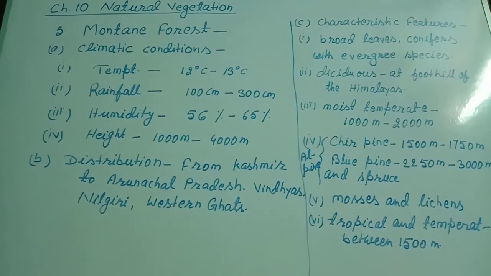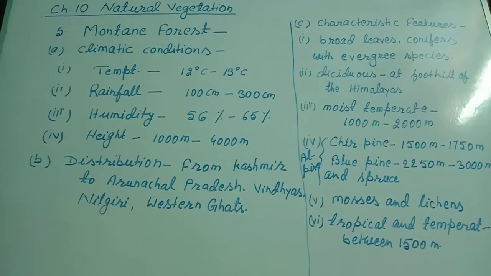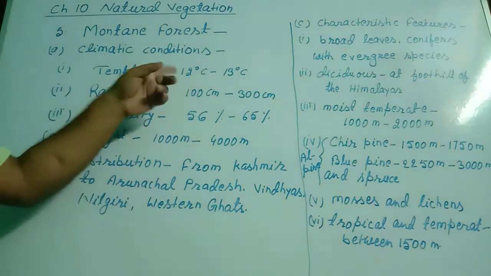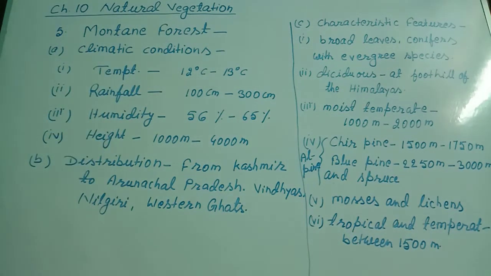And at last, mountain forest. The climatic condition of mountain forest: temperature 12 degrees Celsius to 13 degrees Celsius, rainfall between 100 centimeter to 300 centimeter, and humidity 56% to 65%. One more factor involved in climatic condition regarding mountain forest is height. Mountain forest is found between 1000 meter to 4000 meter.